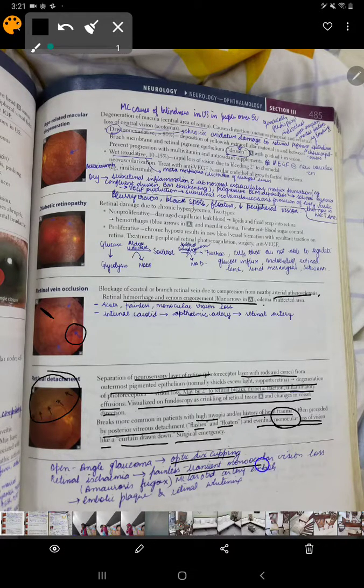There will be transient monocular vision loss, most commonly due to carotid disease. In retinal ischemia, there will be painless transient monocular vision loss, which is also called amaurosis fugax, when it is due to a carotid artery emboli.